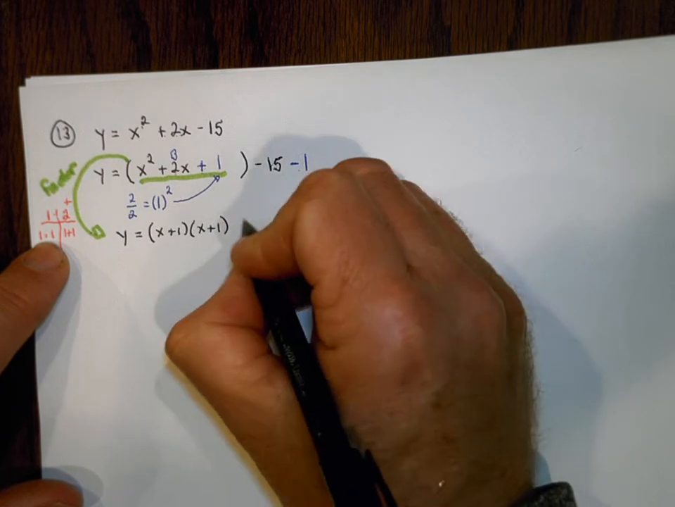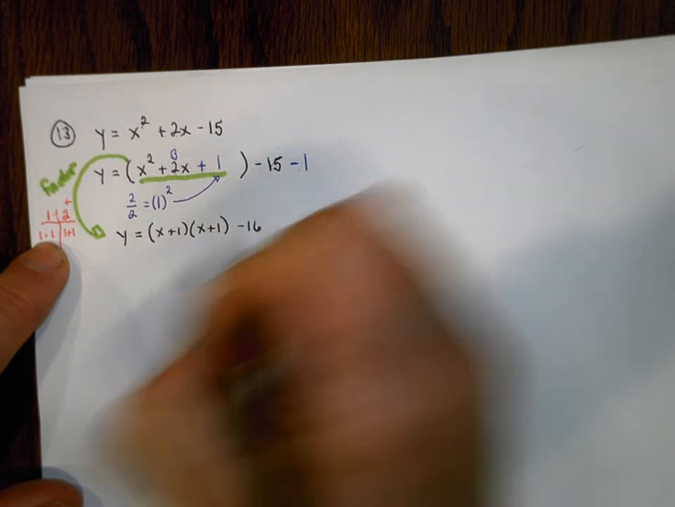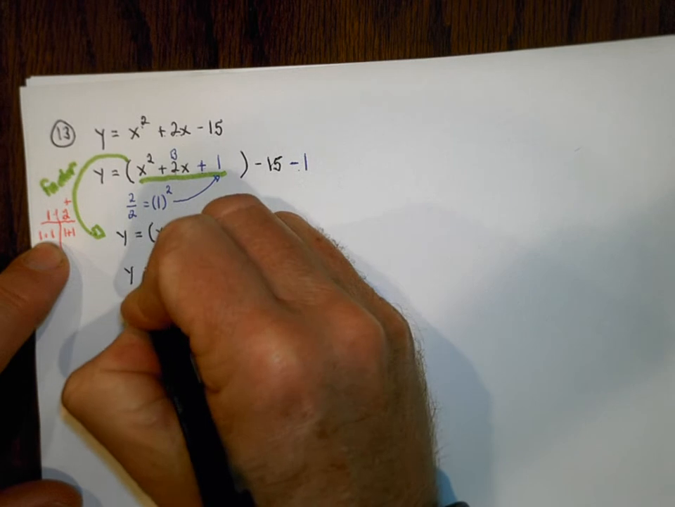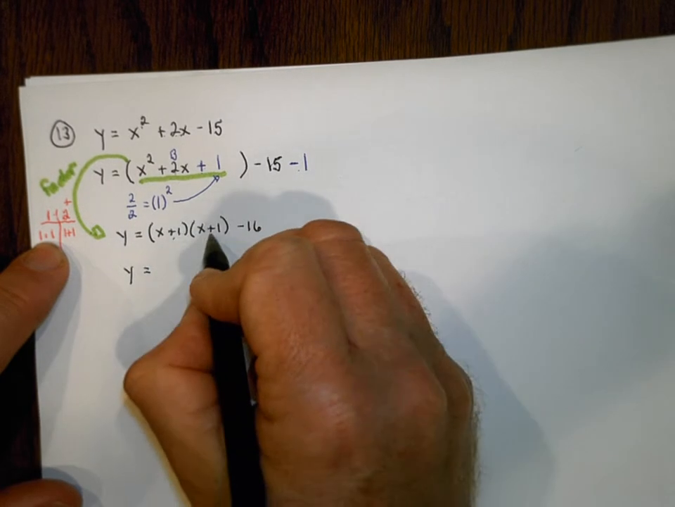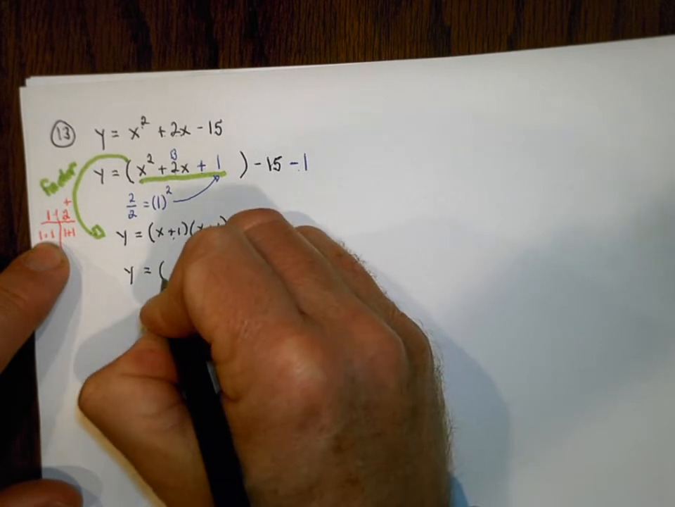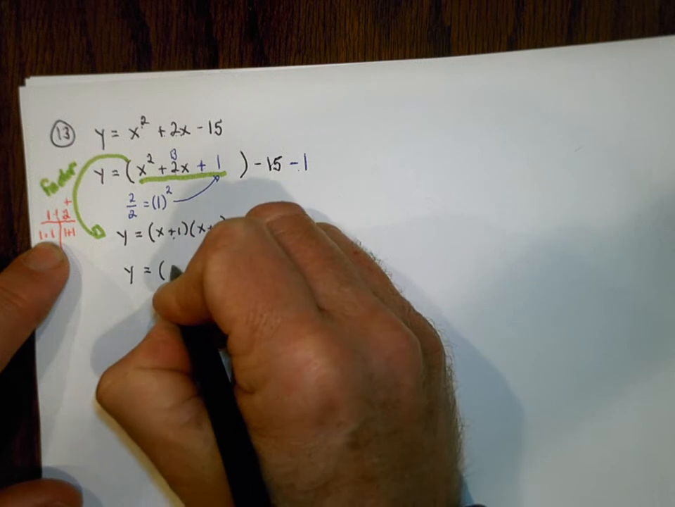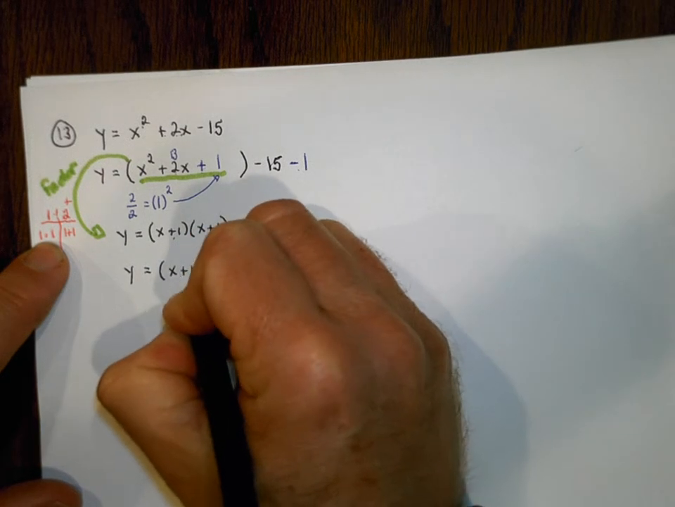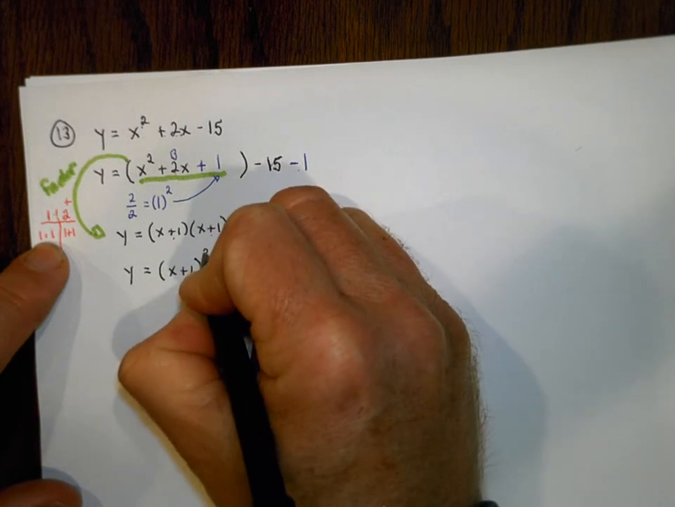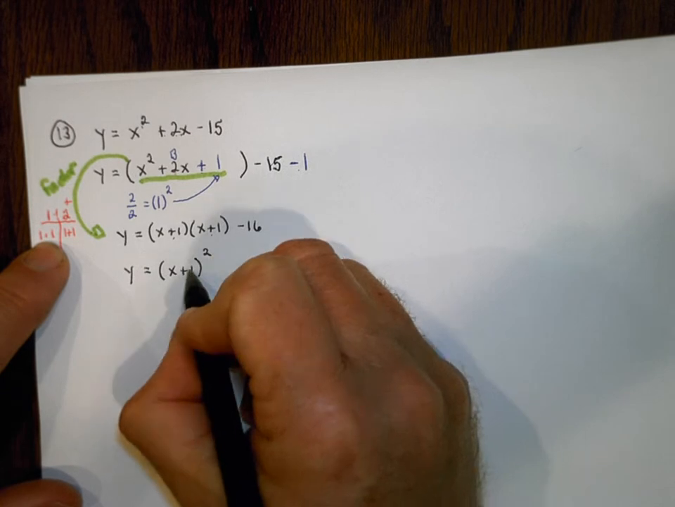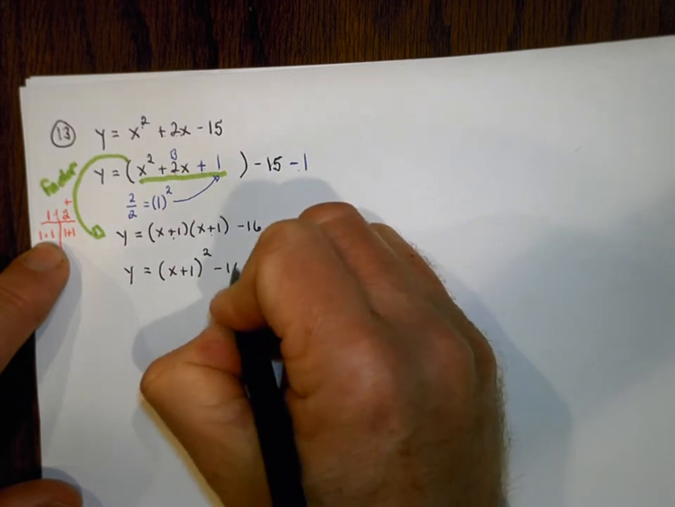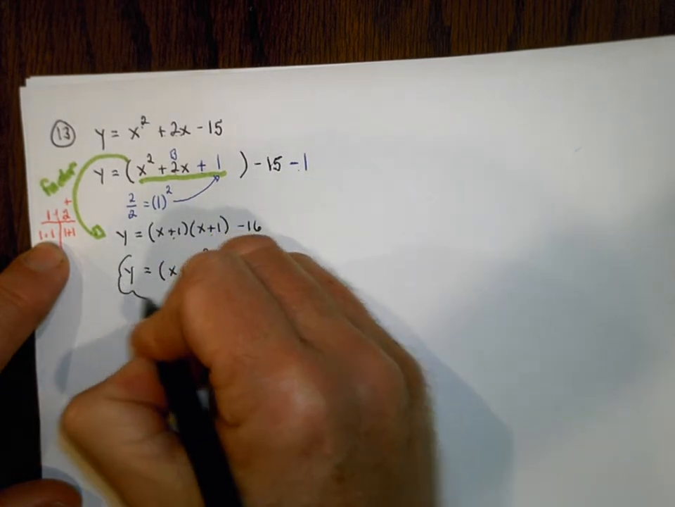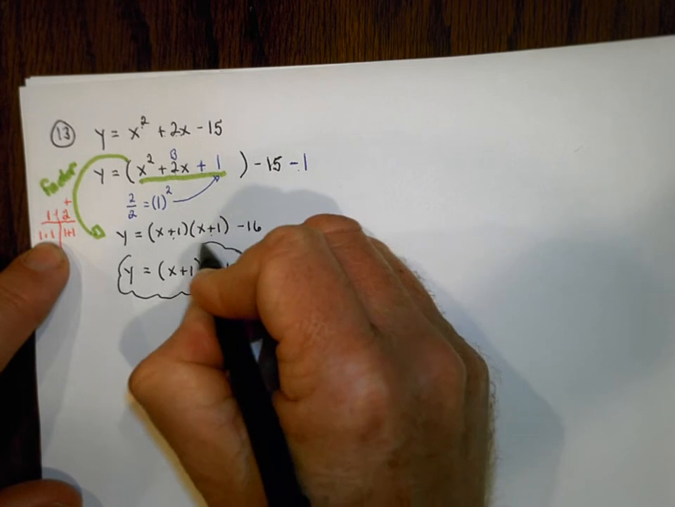Negative 15 minus 1 is negative 16. And now you can see that I have two sets of x plus 1. So I'm going to rewrite the equation as y equals parentheses x plus 1, close the parentheses, to the second power. That tells me I have two sets of x plus 1s, minus 16. That right there is vertex form.